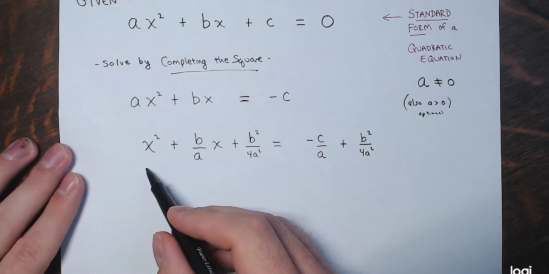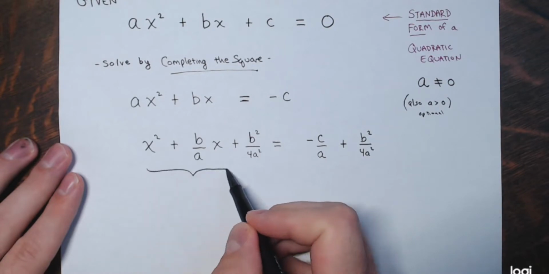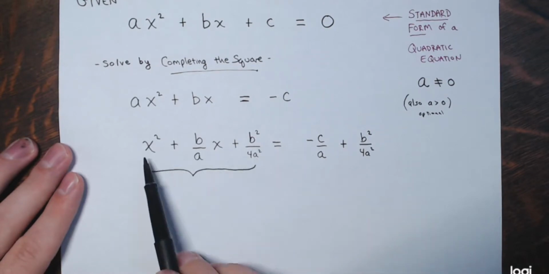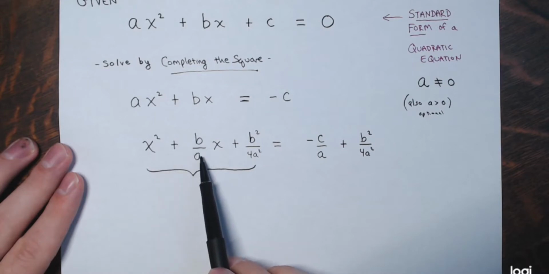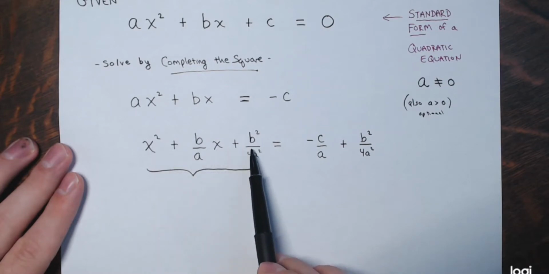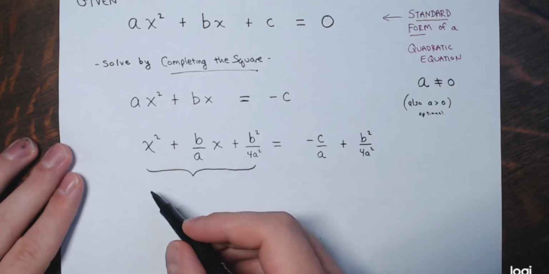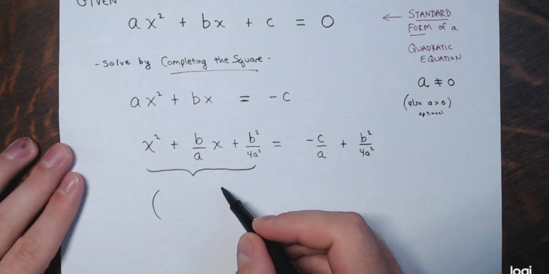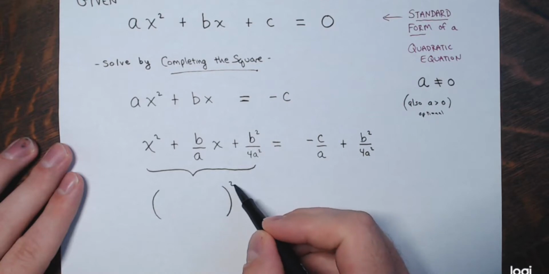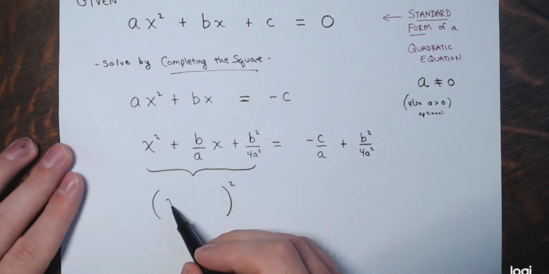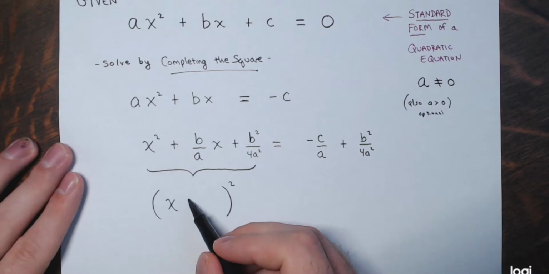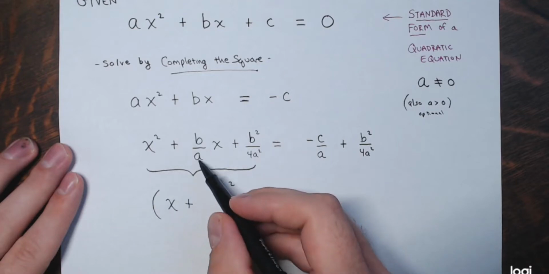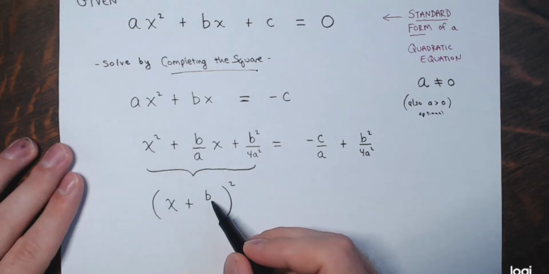Alright, now the whole reason for this is so that we can get a perfect square trinomial. Right, this x squared plus b over a times x plus b squared over 4a squared. This can be expressed as a binomial to the second power. And that binomial would be x, the variable, plus half of b over a, which was b over 2a.